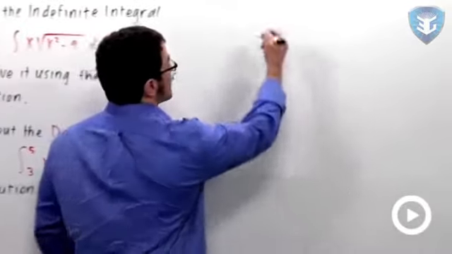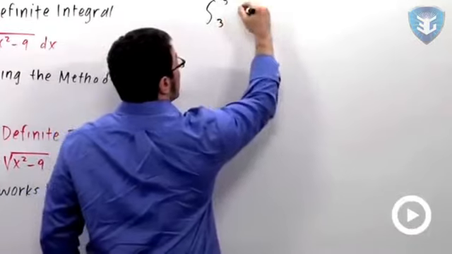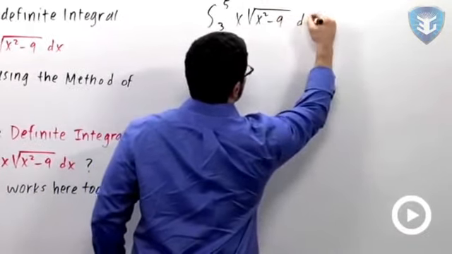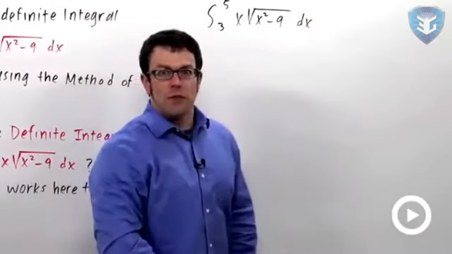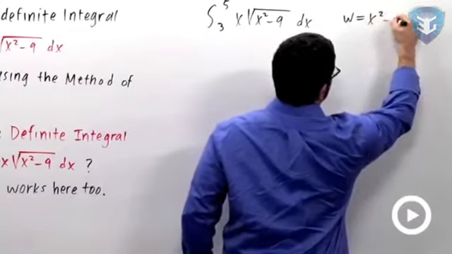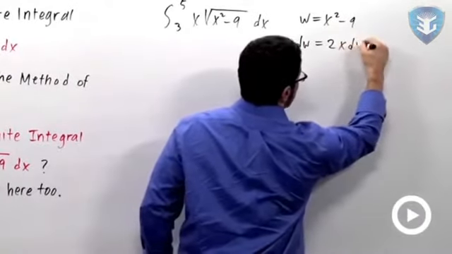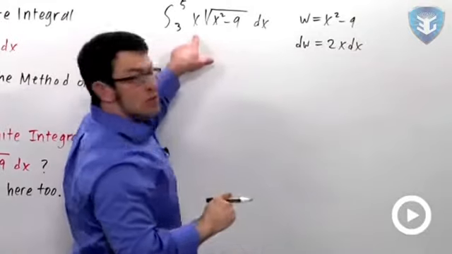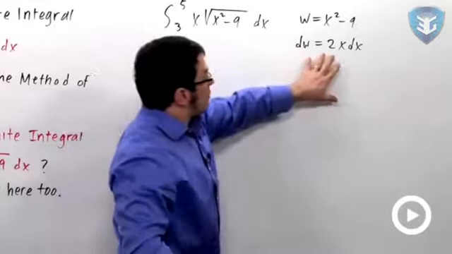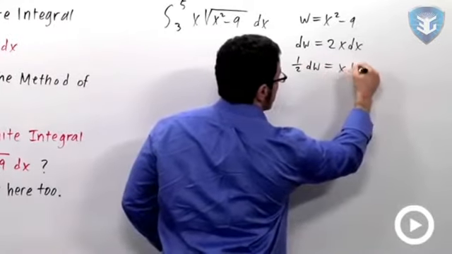So let's copy this down. The integral from 3 to 5, x times the square root of x squared minus 9. So we'll substitute for the x squared minus 9. w equals x squared minus 9. And dw will equal 2x dx. Now I don't have a 2x dx, but I do have an x dx. So I can just divide both sides by 2 and get 1/2 dw equals x dx.